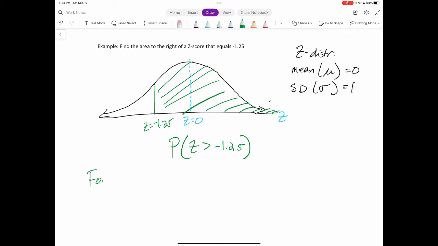Let me make this really clear. For normal distributions, and matter of fact, any continuous distribution, if you go on to other stats, greater than and greater than or equal to will be the same thing.